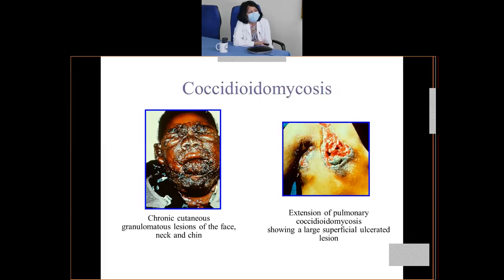So these are the severe form of coccidioidomycosis, where there's cutaneous granulomatous lesion. Okay, these are severe forms which result in an immunocompromised patient, and even extension from the skin. In the second picture, that is a pulmonary infection which has finally disseminated to the areas of the skin, causing large superficial ulcerated lesions.